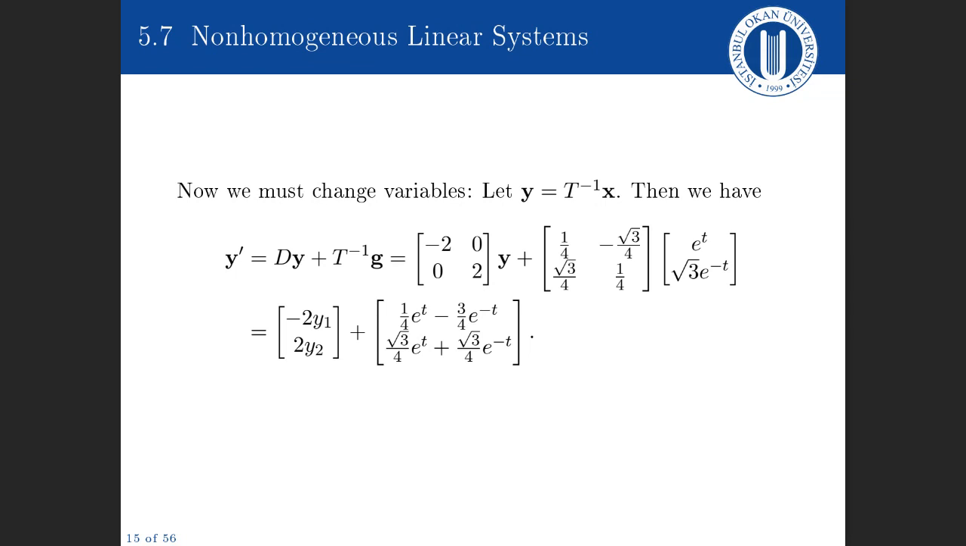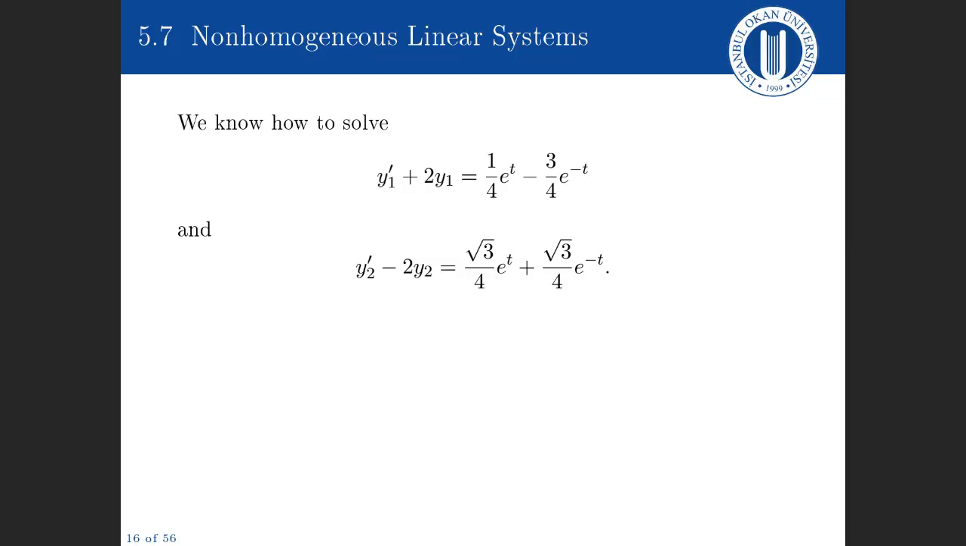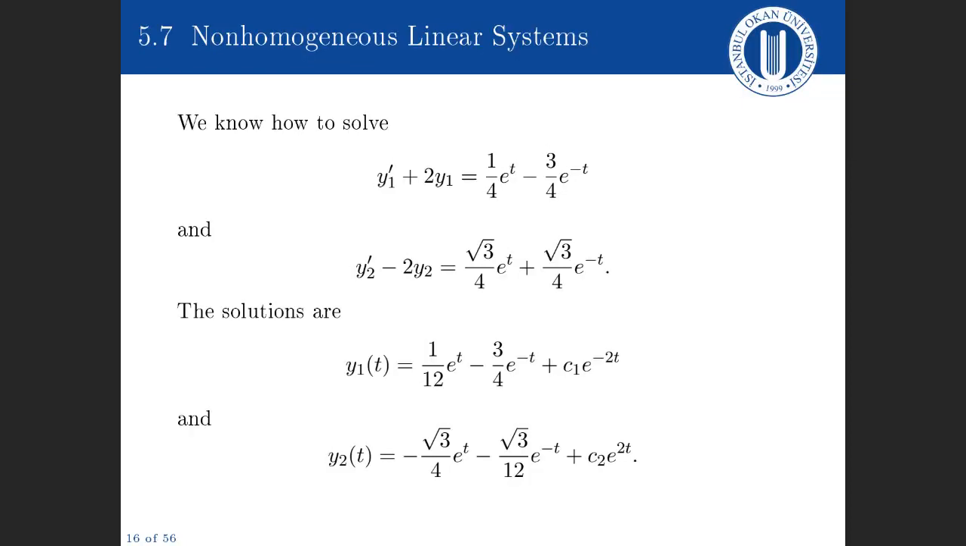And we can skip some steps here because it's always the same. We always end up with y prime is equal to D y plus T inverse g. Put in our D, put in our T inverse, put in our g, and this is what we find. This is an easy linear system because the first equation only includes y1 and t. The second equation only includes y2 and t. We have two easy first order linear equations. You know how to solve these. Make sure you practice them before the final exam. Check for me that I haven't made a mistake. Check that these are the solutions.